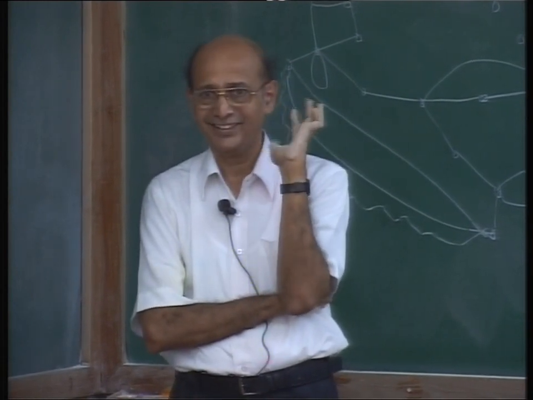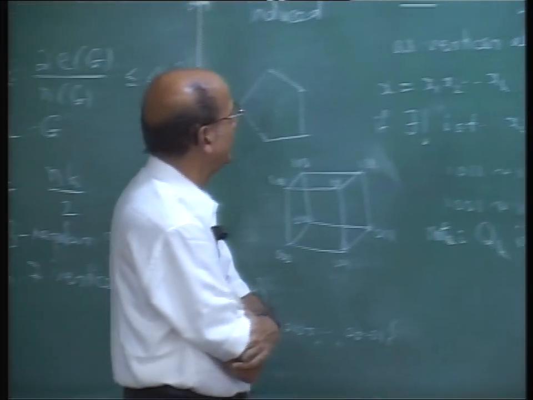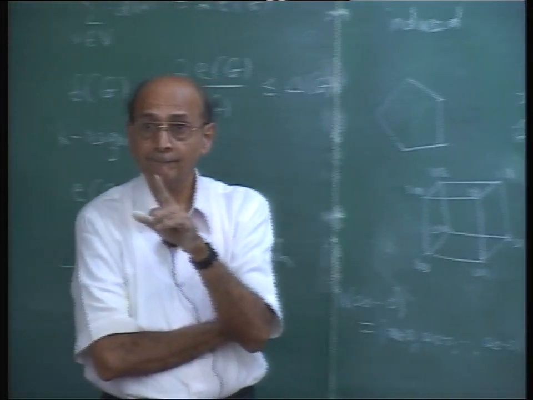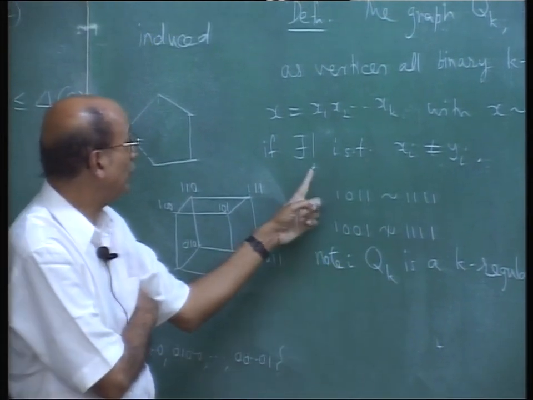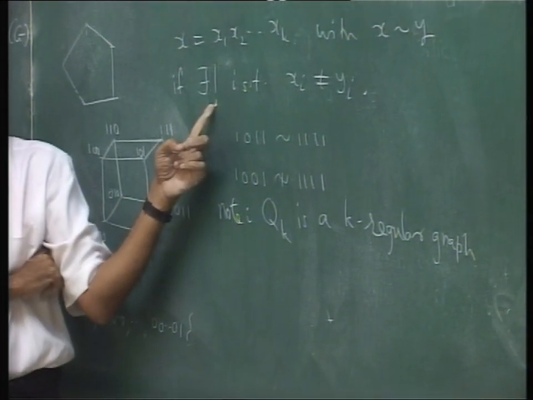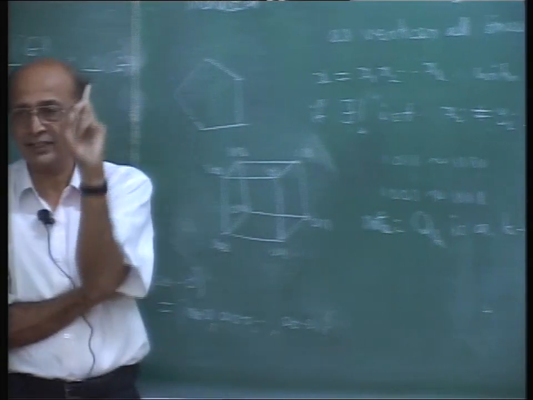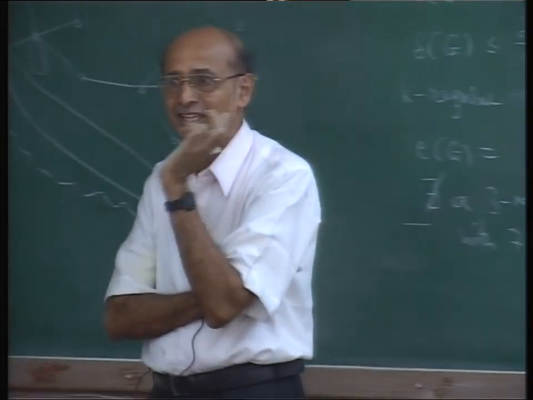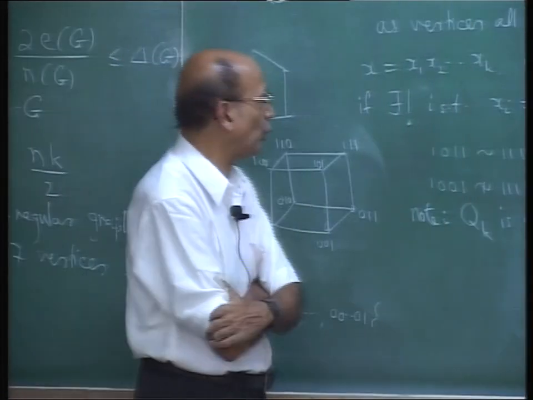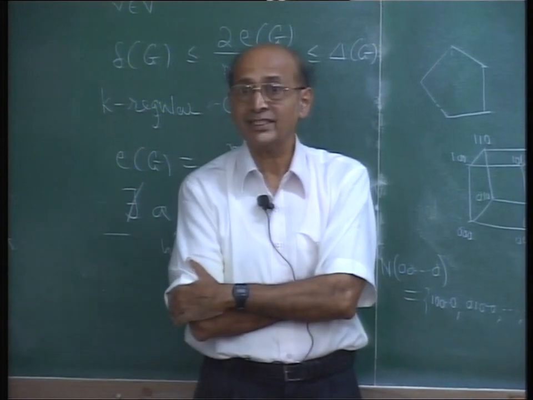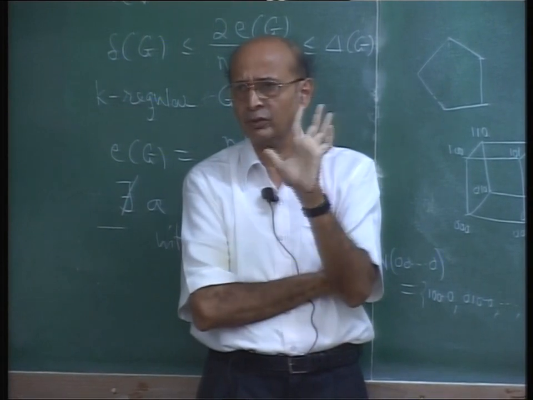Check this. Sorry? This notation? Oh, the exclamation. Exclamation is for unique. There exists only one. There exists a unique i such that... there is clearly at least one i that has to be true because x and y are different. But what we are saying is there is exactly one i where they differ from each other.